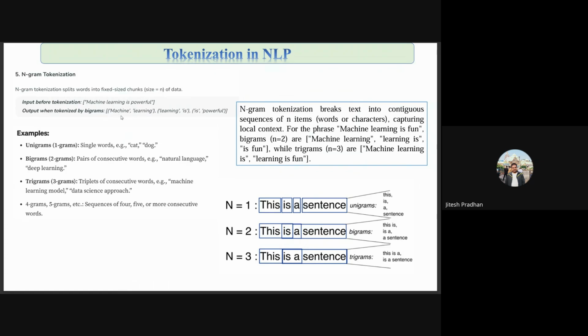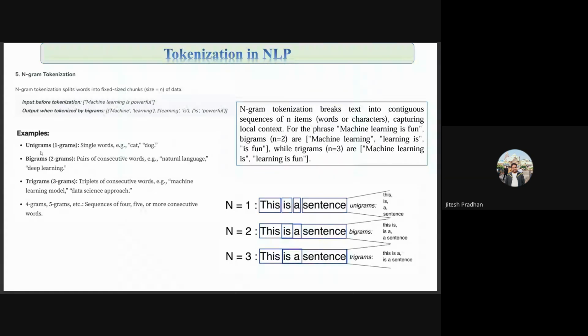So this generates 3 tokens: machine learning as the first bigram token, learning is as another bigram token, and is powerful as another bigram token. That is if it's word level. If it is character level, then it can be MA as a bigram, then AC, then CH, then HI, then IN, then NE, then E space. Okay, this will be the character level tokenization of n-gram tokenization.